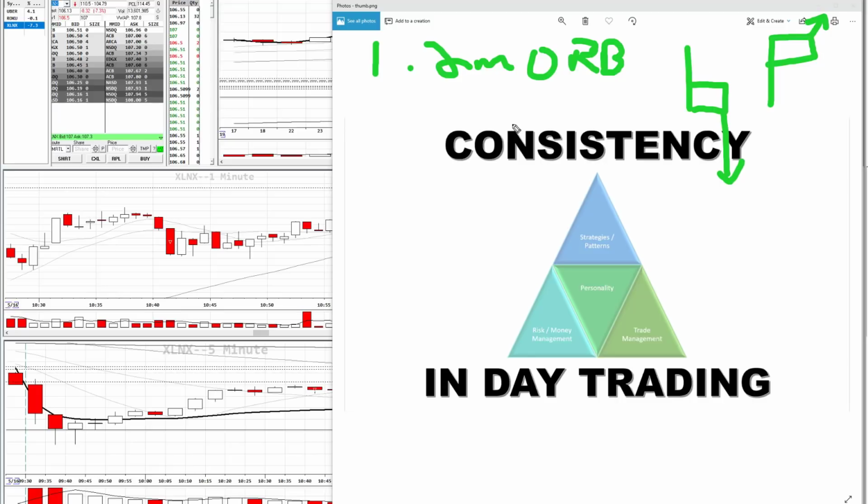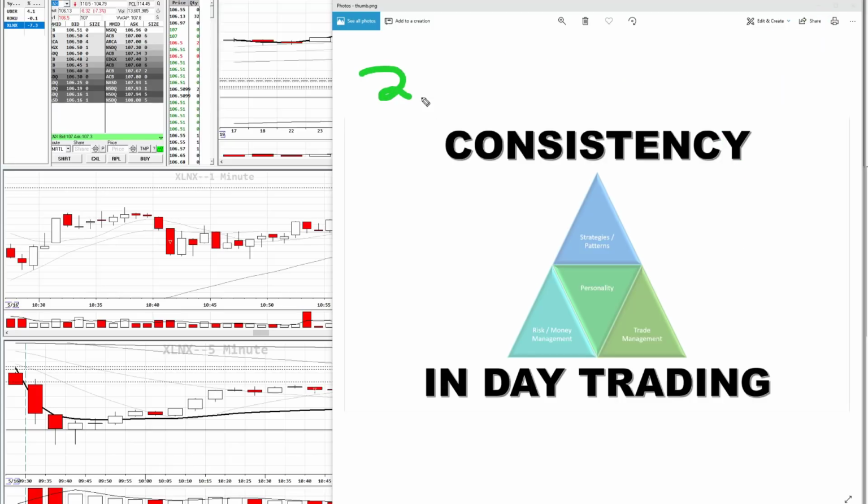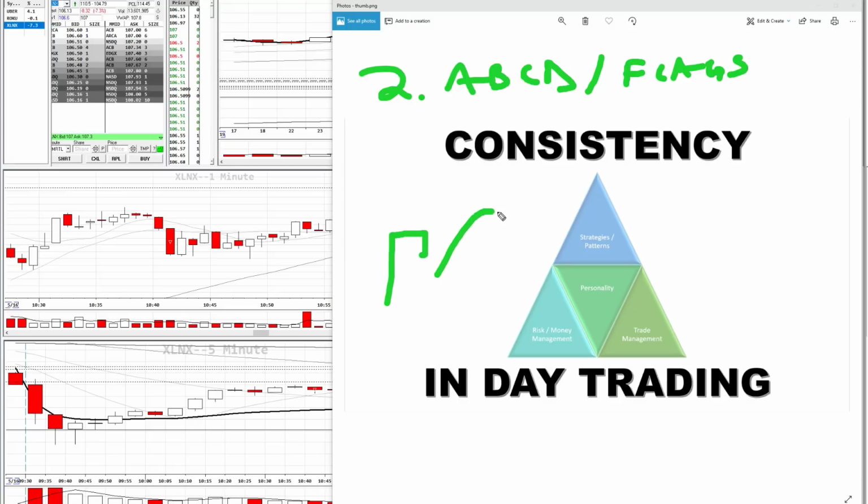So that's kind of related to the second pattern I trade, which are ABCDs or flags, whatever you want to call them. I'll usually start looking for these at 9:35, 9:40-ish, right? Trending continuations, look for big pulls and then the pennants, or I'll look for this type of maneuver here, this way or the other. I'll also look at the 5-minute chart, right?